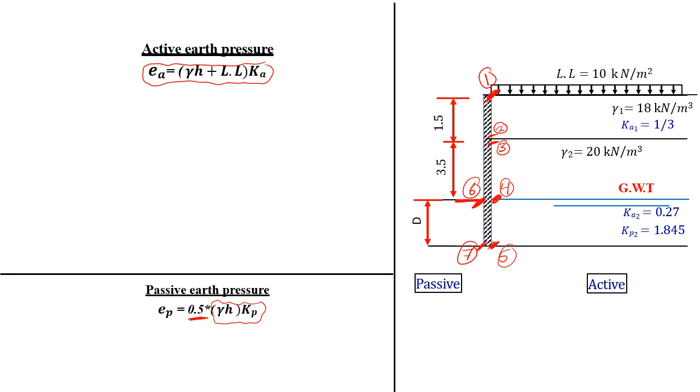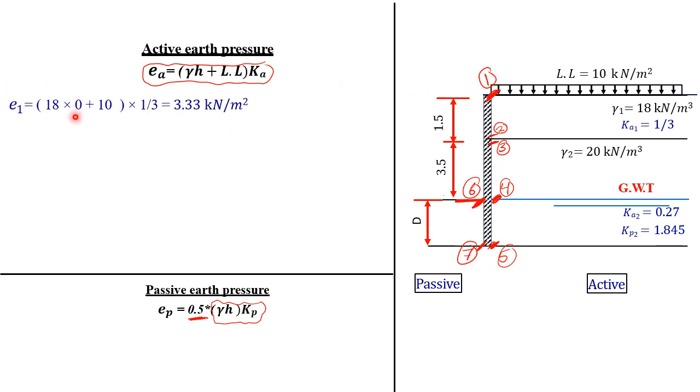50% of the resistance only will be taken on the passive hand side, mainly because of two reasons. The first reason is that you are not sure that the passive resistance will be developed completely, because in order to develop the passive resistance, the sheet pile has to move to the left a large distance, and this may not happen in reality. The second reason is just taking a factor of safety, because this is your resistance and it's good to take a factor of safety in your resistance. So let's start our calculations.